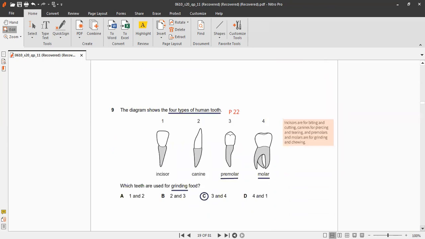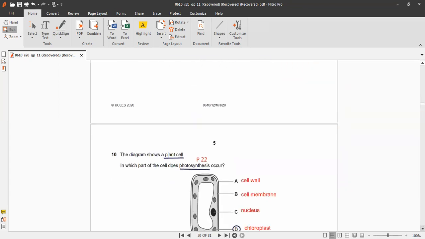The diagram shows the four types of human tooth. Which teeth are used for grinding food? Yes, molars and premolars are for grinding and chewing of food. So the correct answer is C, 3 premolar and 4 molar.